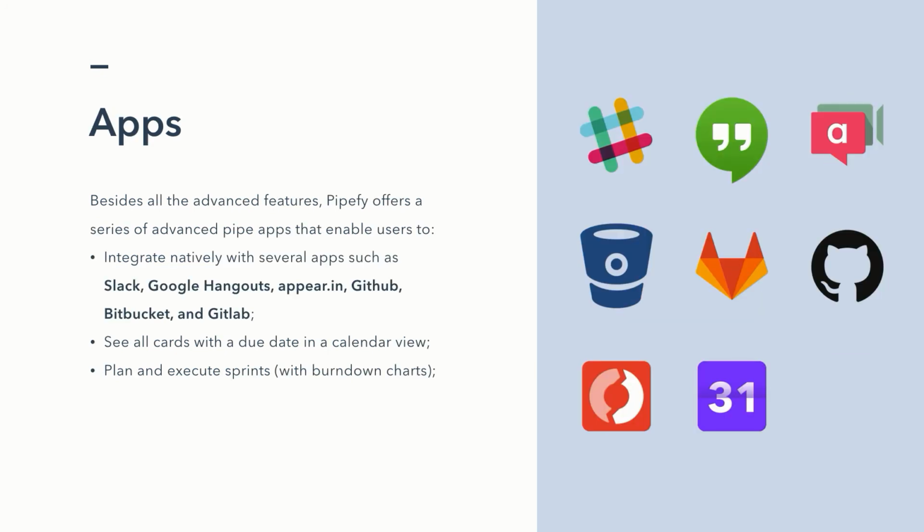We also have a series of advanced apps that enable users to integrate natively with Slack, Google Hangouts, Aperion, GitHub, Bitbucket, and GitLab, see all cards with a due date in a calendar view, and plan and execute sprints complete with burn-down charts.